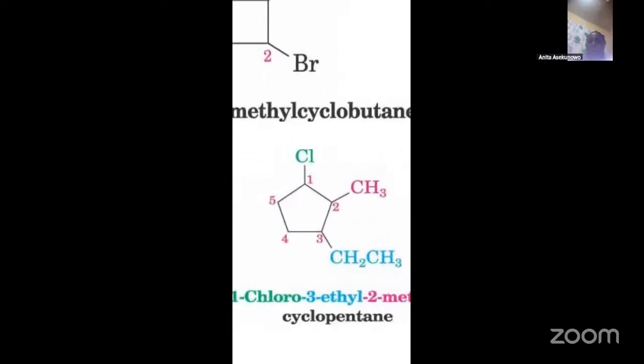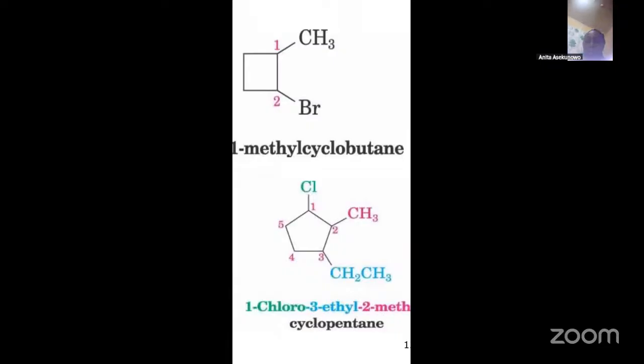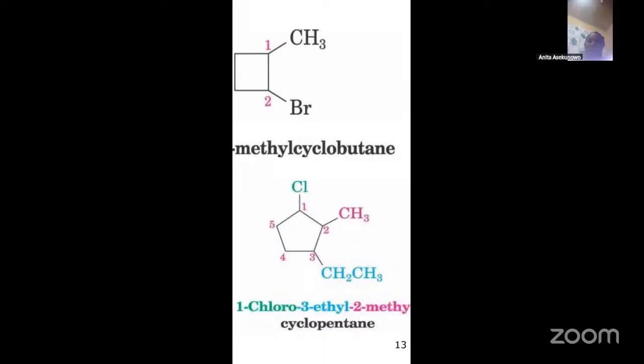Okay, this is another naming. Like I said, chlorine is on carbon number 1. So we cannot just say we go for ethyl where it is number 1. Just follow the movement and go clockwise and get 1-chloro-3-ethyl-2-methylcyclopentane.